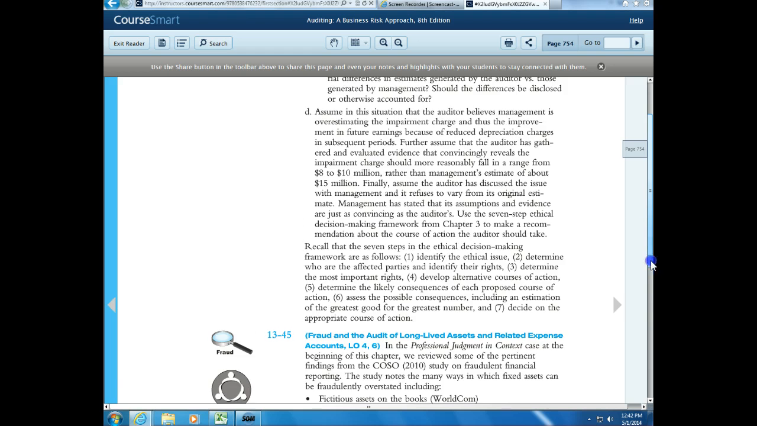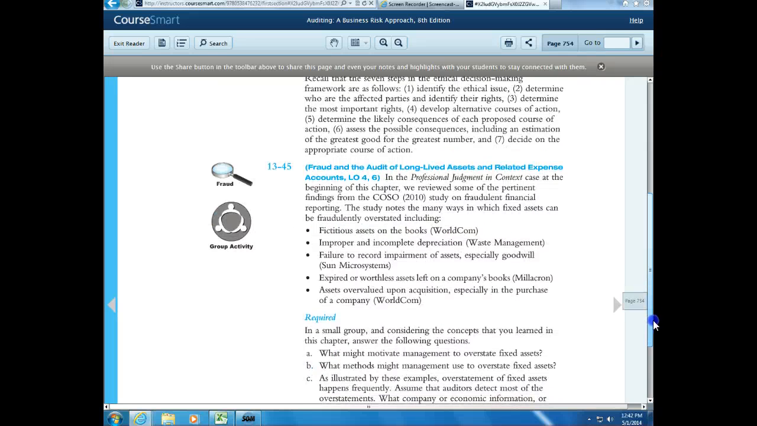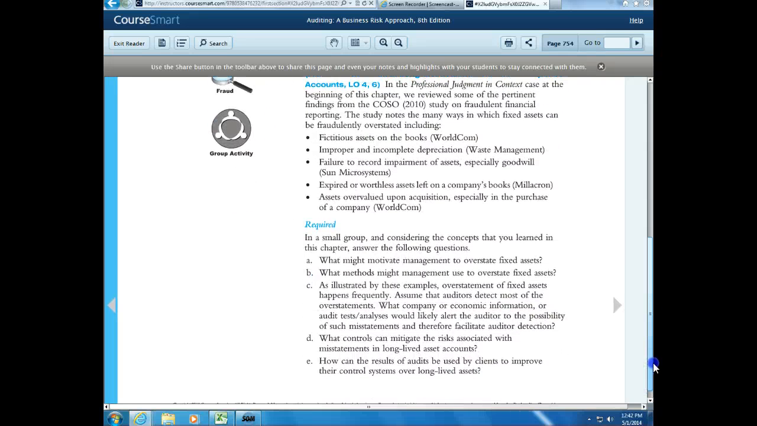So as we go down here, in the professional judgment, we reviewed the pertinent findings required in a group. What might motivate management to overstate fixed assets? Why would management overstate fixed assets? Their balance sheet looks better. Makes their earnings look better. When earnings look better, what happens to stock? It goes up. People want to buy. Especially if they've got some compensation related to stock, it's going to help them also.